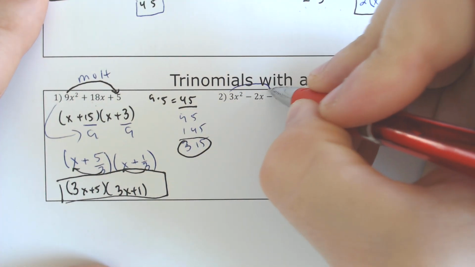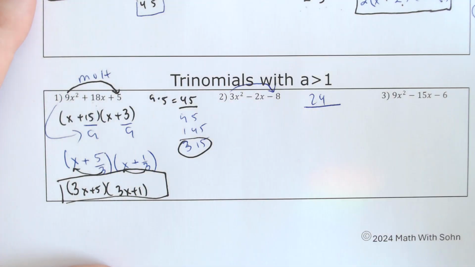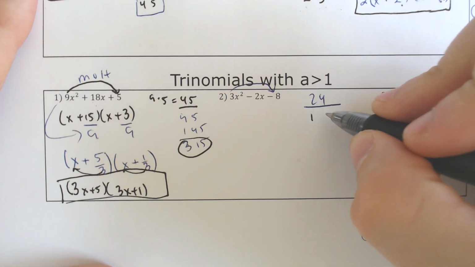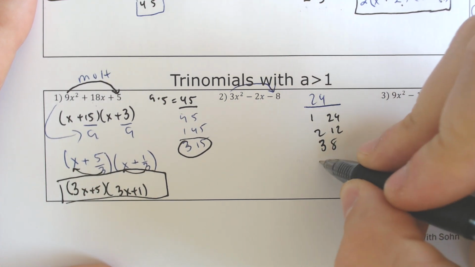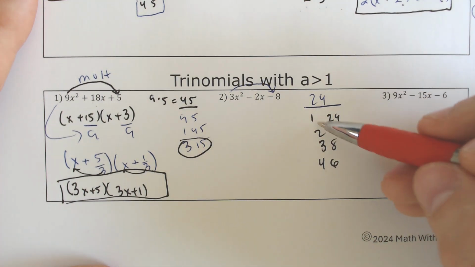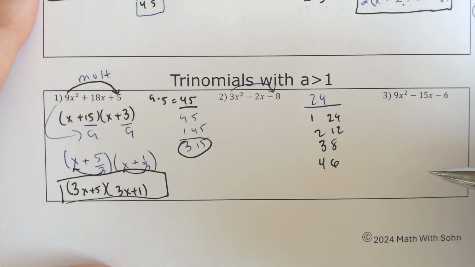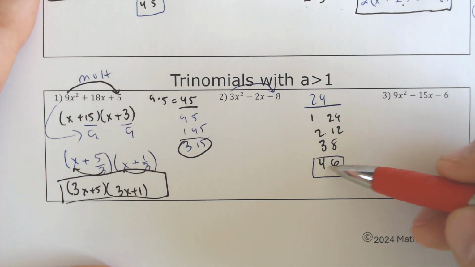Don't forget, multiply 3 times 8. We get 24, technically negative 24. What multiplies to 24? We've got 1 and 24, 2 and 12, 3 and 8, and 4 and 6. I recommend writing them down in order, see how it goes, 1, 2, 3, 4. It makes it easier. Out of those, which ones will add to negative 2? That's going to be the 4 and the 6.